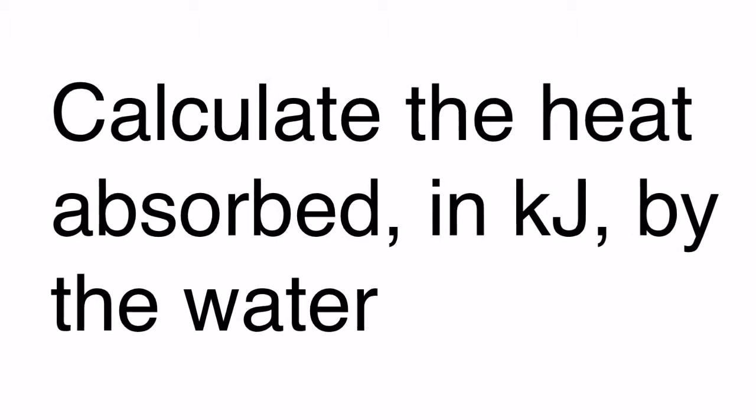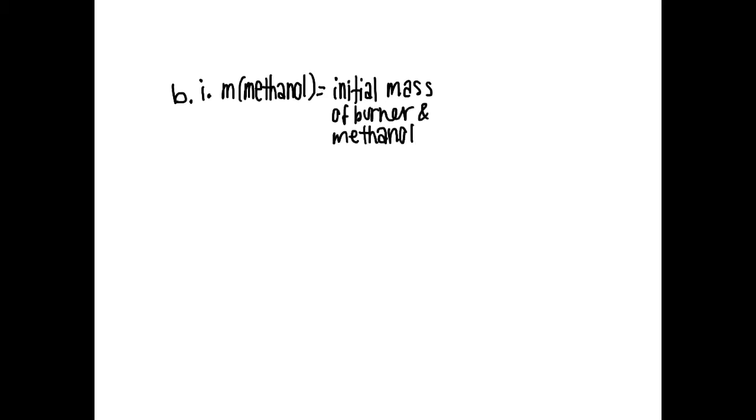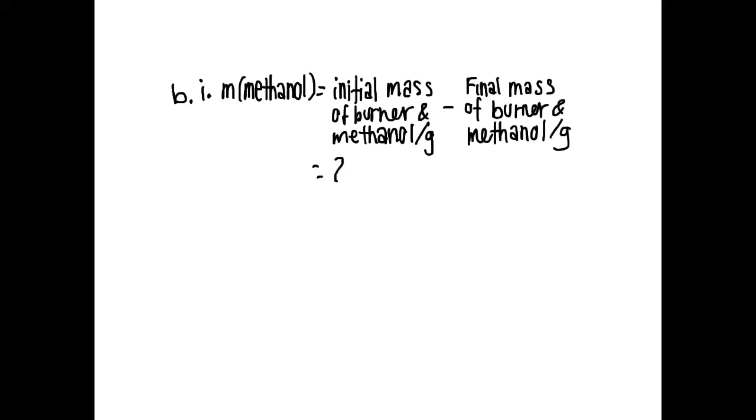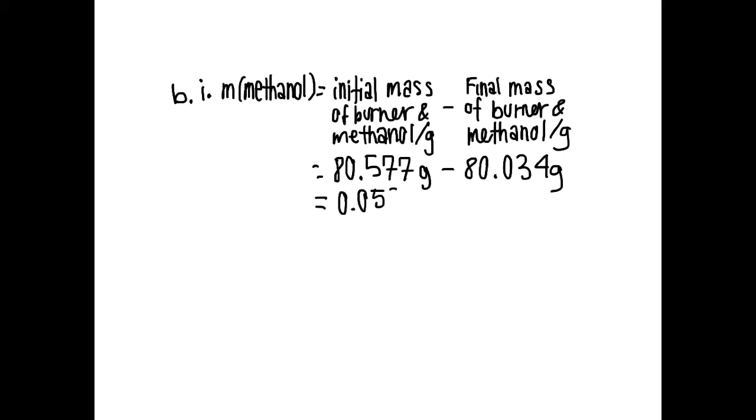The second question is, calculate the heat absorbed in kilojoules by the water. To begin, I subtracted the final mass of the burner methanol from the initial mass of the burner methanol. So the initial mass of the burner methanol was 80.557 grams. The final mass of the burner was 80.034 grams, which equals 0.0523 grams.